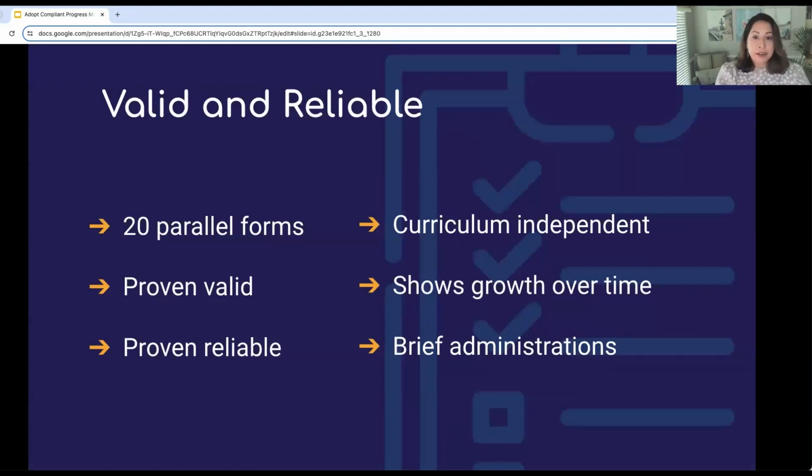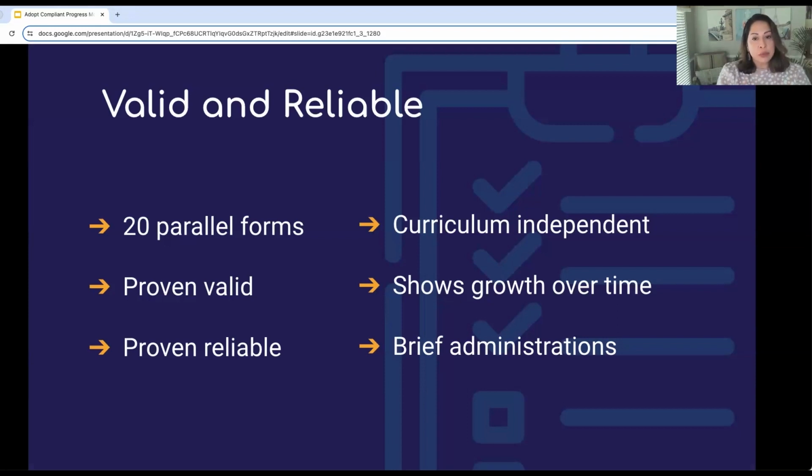So now we've level set our definitions. Let's discuss validity and reliability. NCII's emphasis on valid and reliable progress monitoring is driving a lot of the changes that we see today. Valid and reliable progress monitoring has a much narrower definition and very specific characteristics. You can see some of those here on the screen.